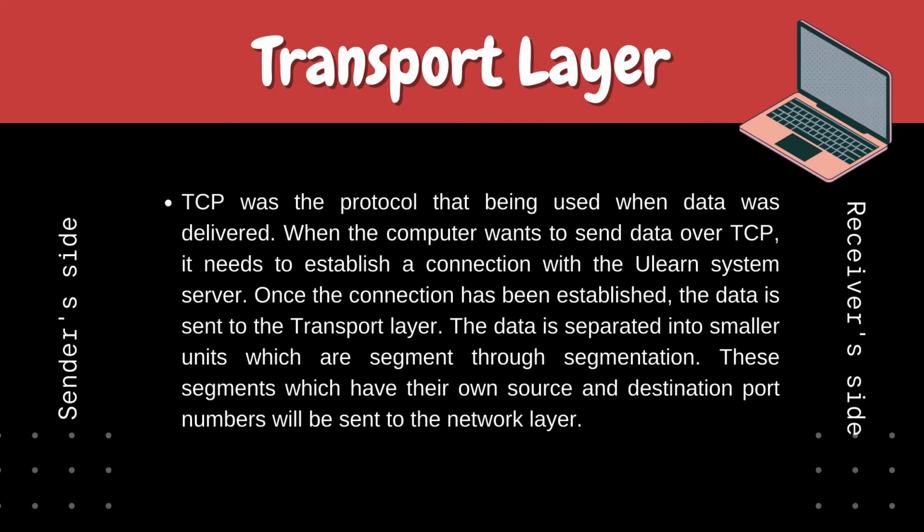Next is transport layer. TCP is the protocol that is used when data is delivered. When the computer wants to send data over TCP, it needs to establish a connection with the ULEARN system server. Once the connection has been established, the data is sent to the transport layer. The data is separated into smaller units, which are segments, through segmentation. These segments, which have their own source and destination port numbers, will be sent to the network layer.